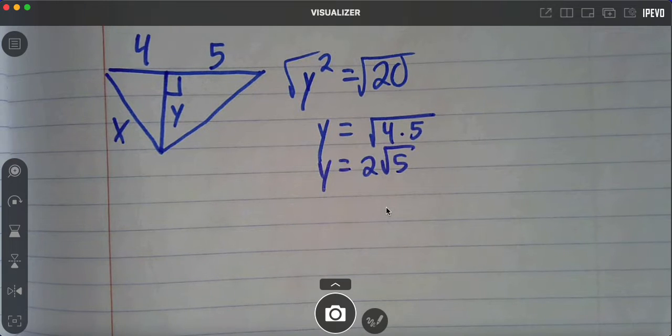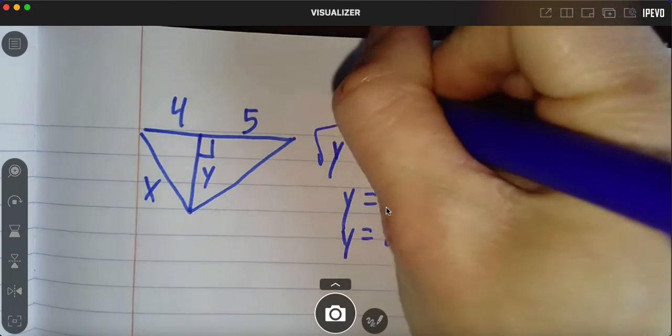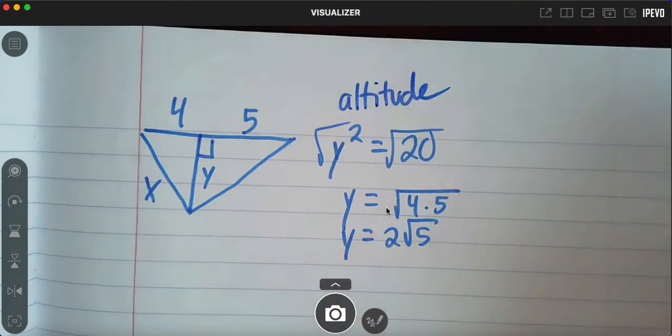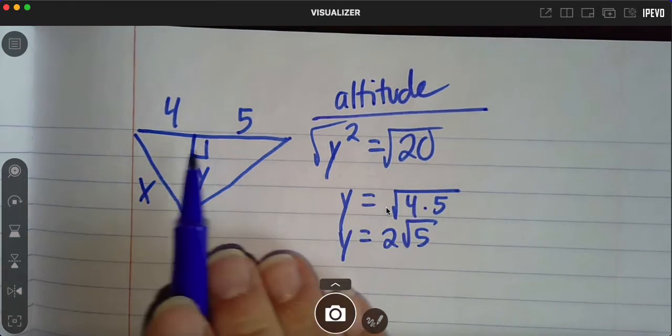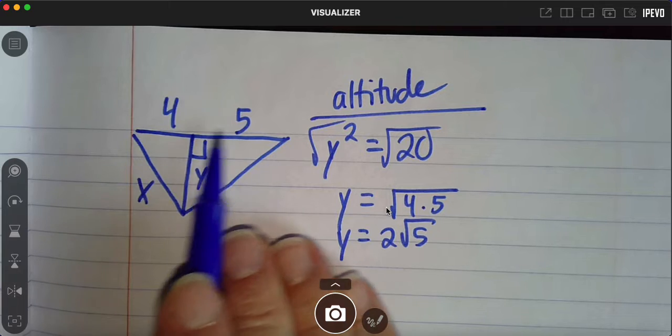I think that's easier than the formula they give you. Okay, so that's how you would find the altitude. If you need to write that down, that's finding the altitude. You square the altitude and set it equal to those two segments being multiplied.